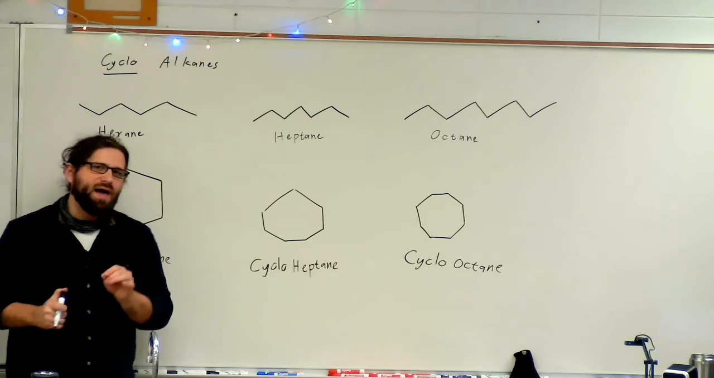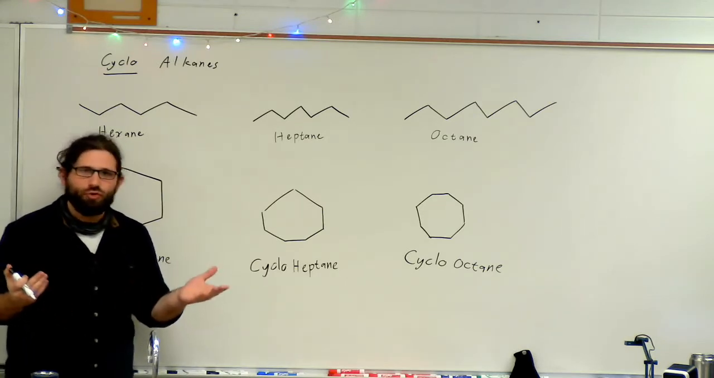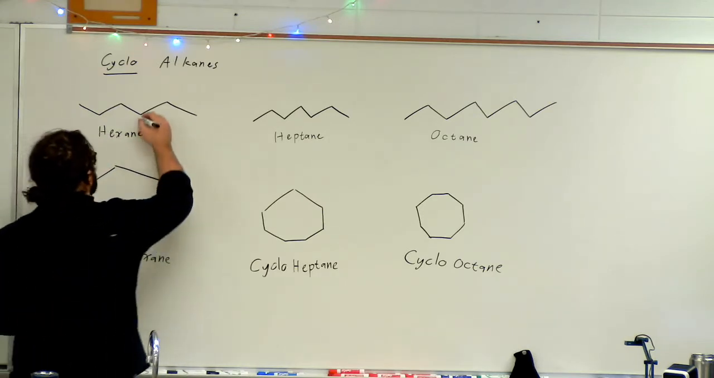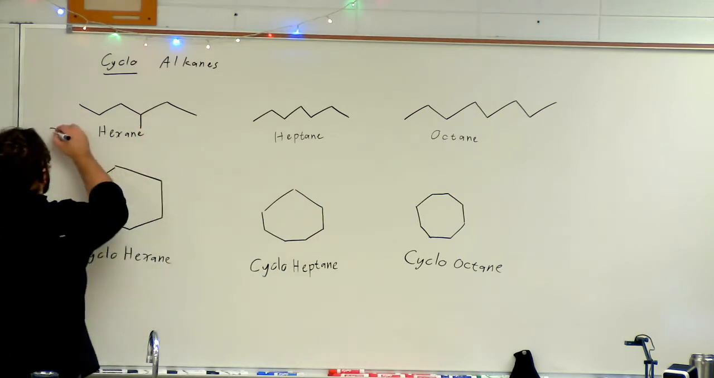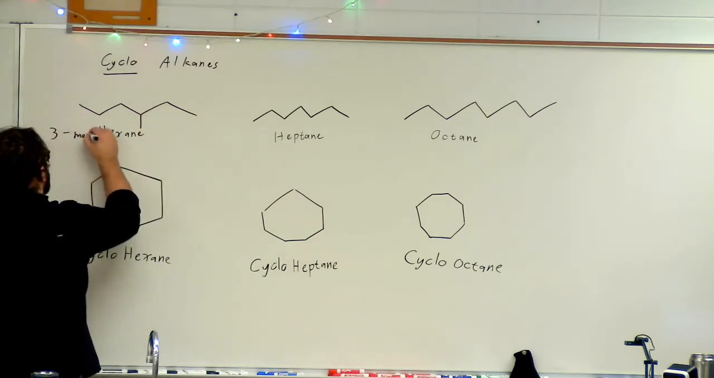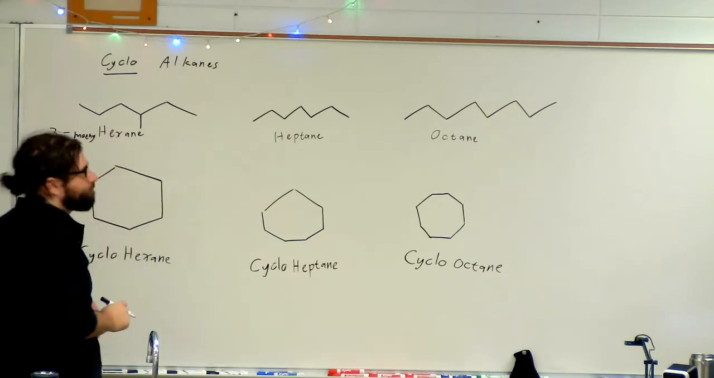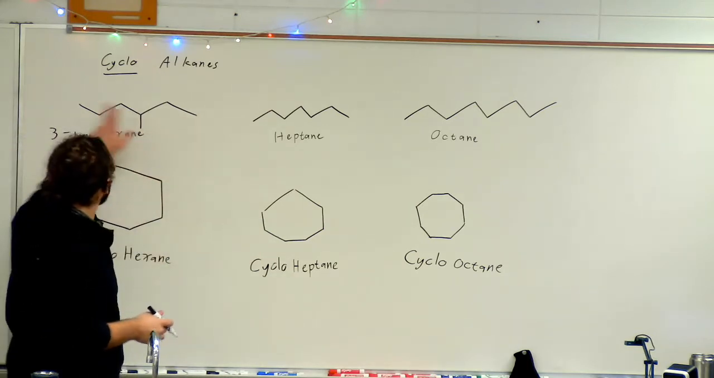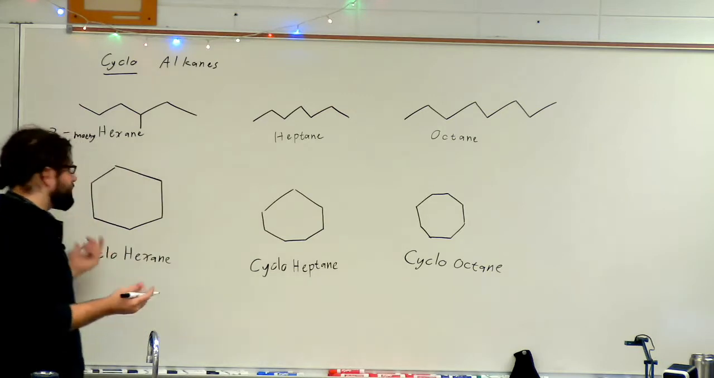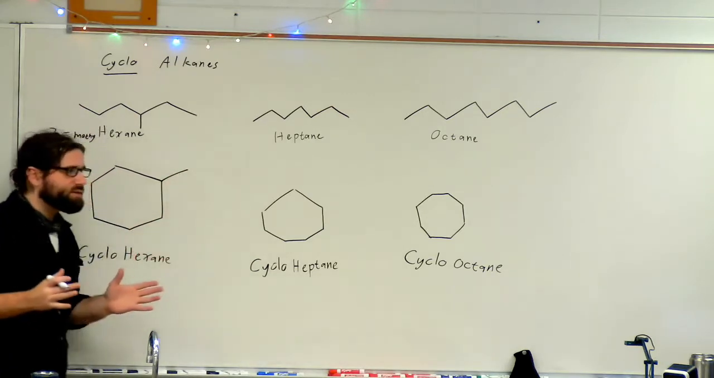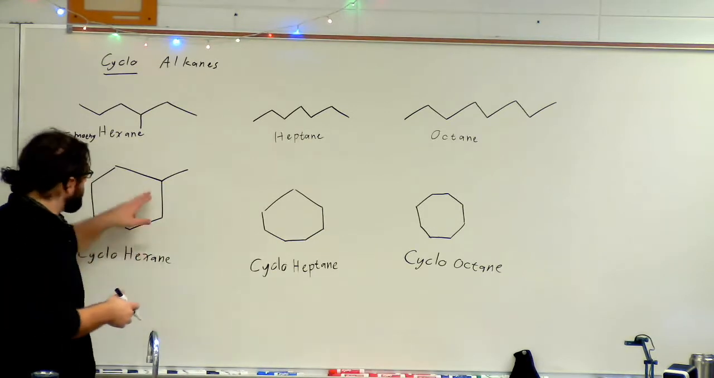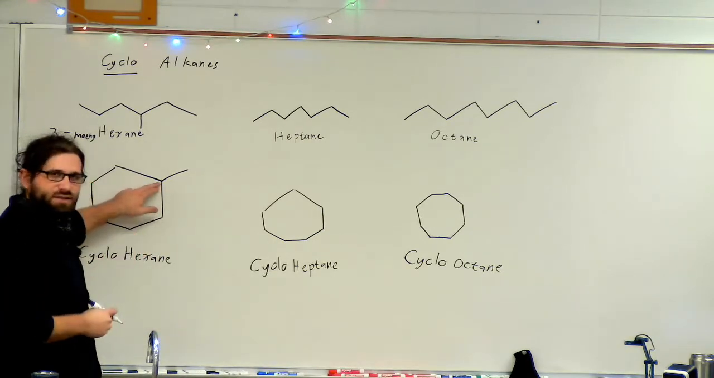What if I added just a little methyl group? Just something sticking off the end here. Let's add one right here. Well, on hexane, this would become 3-methylhexane. So I'm going to number from one side or the other. On my cyclohexane, if I add a methyl group, no matter where it is, when I start my numbering, I'm going to start from that constituent.